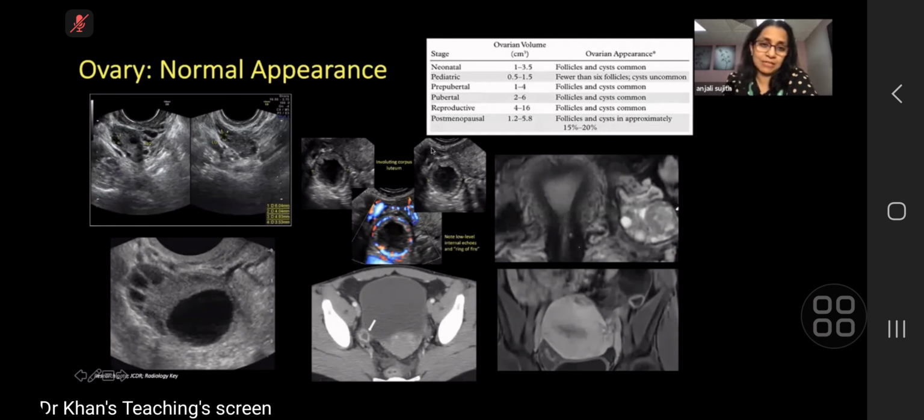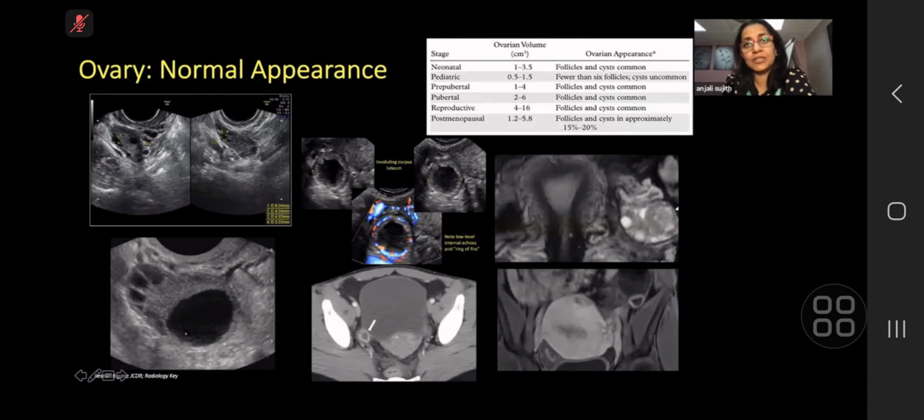Again, during the reproductive age group, you will see several small follicles, and cysts or functional cysts are common. So we have an adult ovary here, and tiny follicles are there. This is a dominant follicle, and by definition, it is less than 3 centimeters.